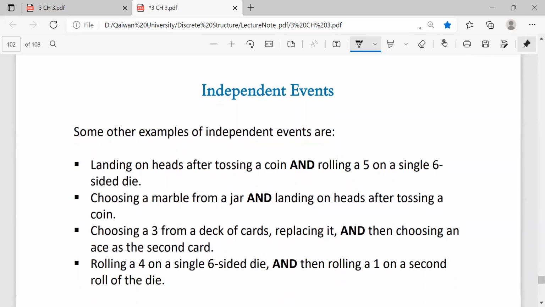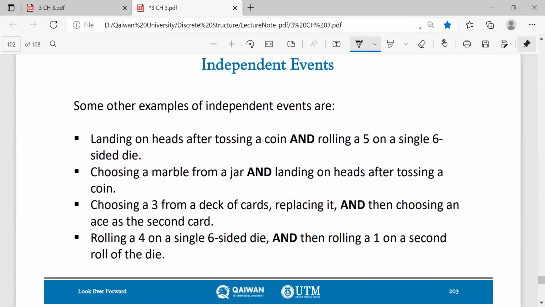Here we have some examples about independent events. The first one is landing on heads after tossing a coin, and rolling a 5 on a single-sided die.